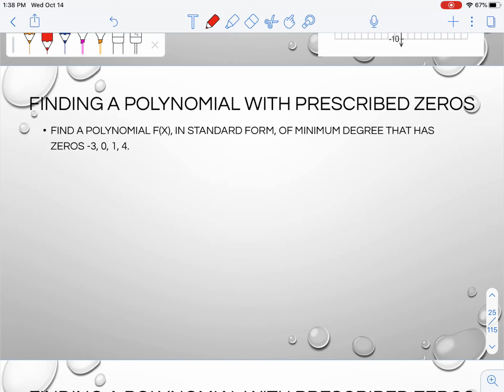Now let's say we are working in the other direction. What if I know all the solutions, the zeros, and I want to find the function? I want to find a function in standard form, multiply it out.